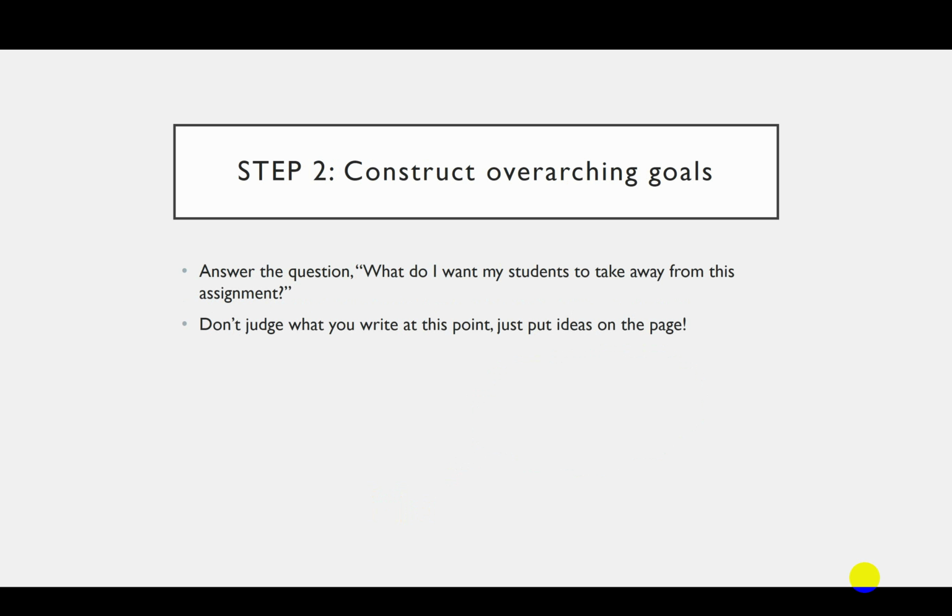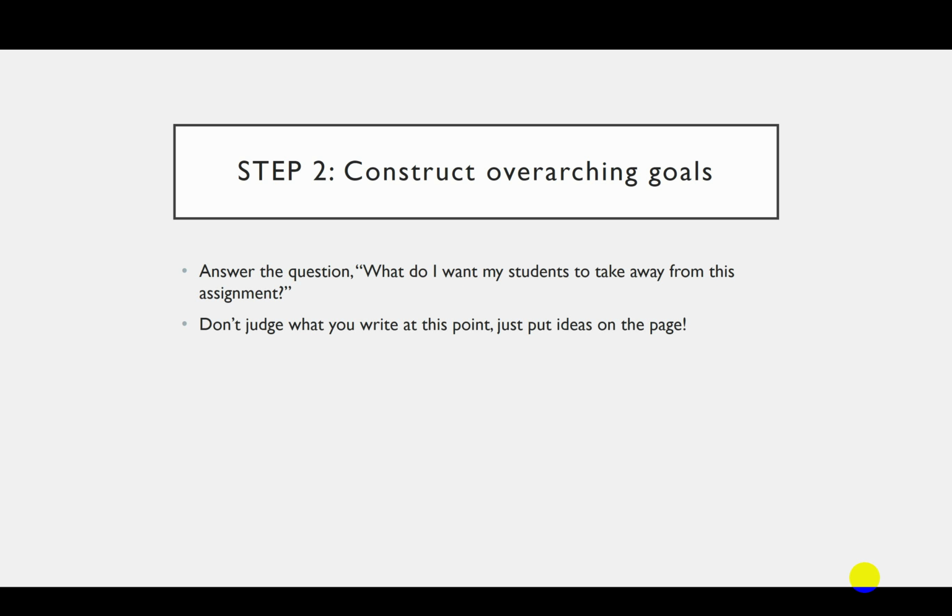So the second step is to construct overarching goals. To begin doing this, you may not know exactly what the overarching goals are for your assignment. But to begin to take a stab at it and get started, think about the question, what do I want my students to take away from this assignment? When you're doing this, don't judge what you write down at this point, just put ideas on the page, because this process can be fairly challenging and overwhelming. So just get ideas on the page.